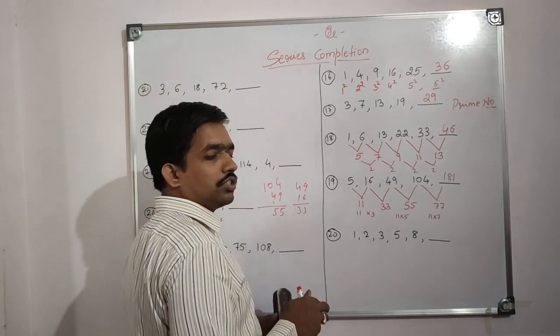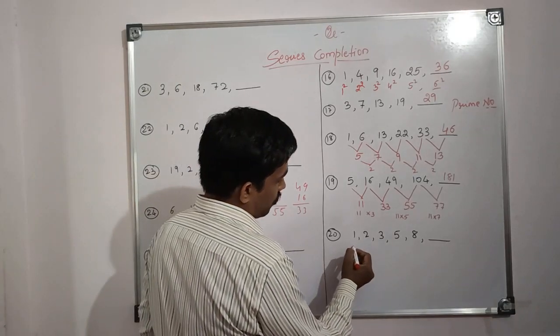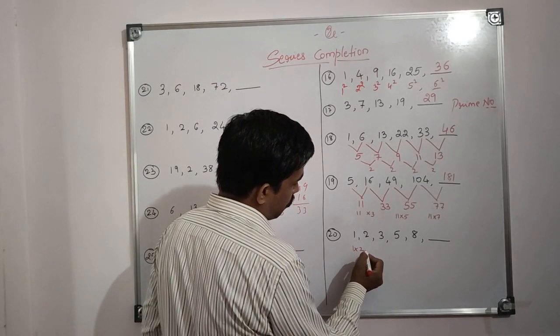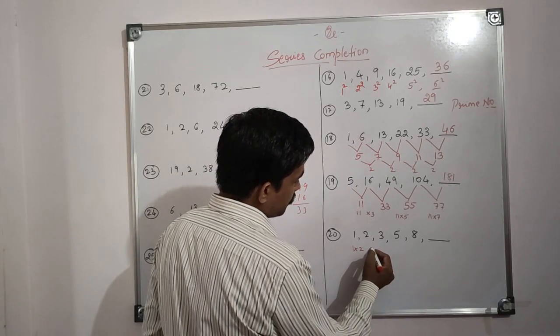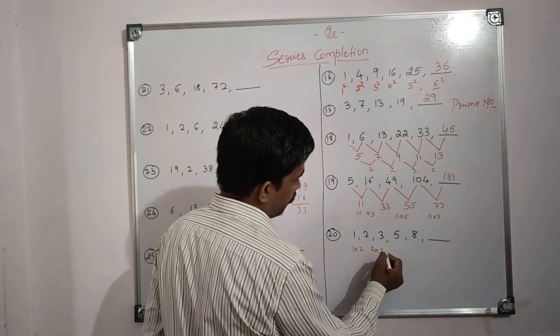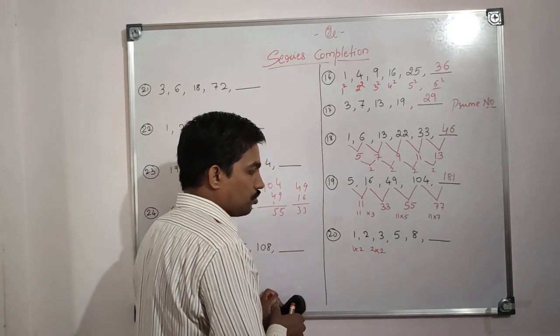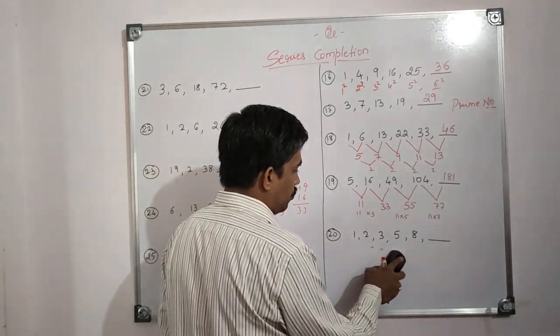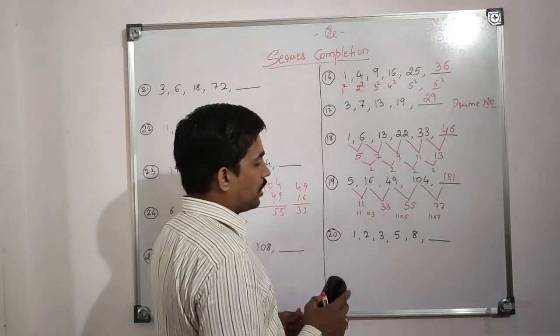So if the difference is not working, then we have to go for multiplication. See, 1 into 2 is 2, and then 2 into 2 is 4, but it is not given as 4 here, it is 3. So multiplication also we can't do. Then division also is not possible.